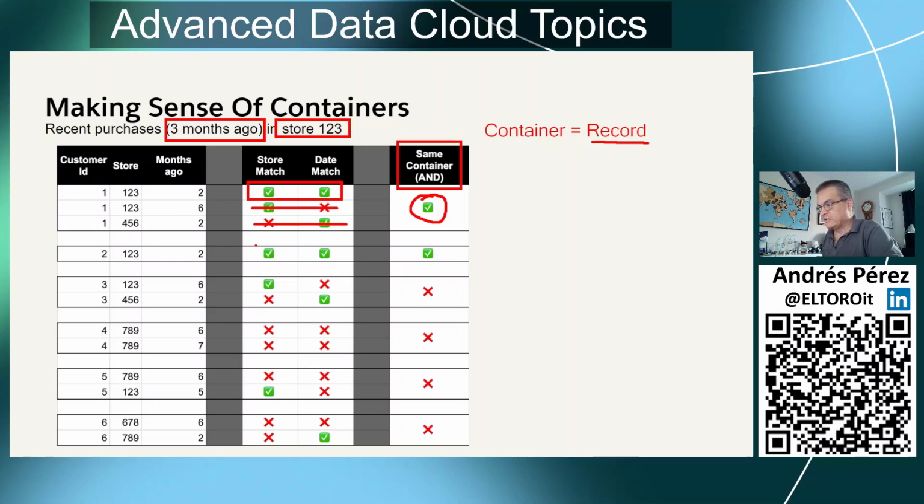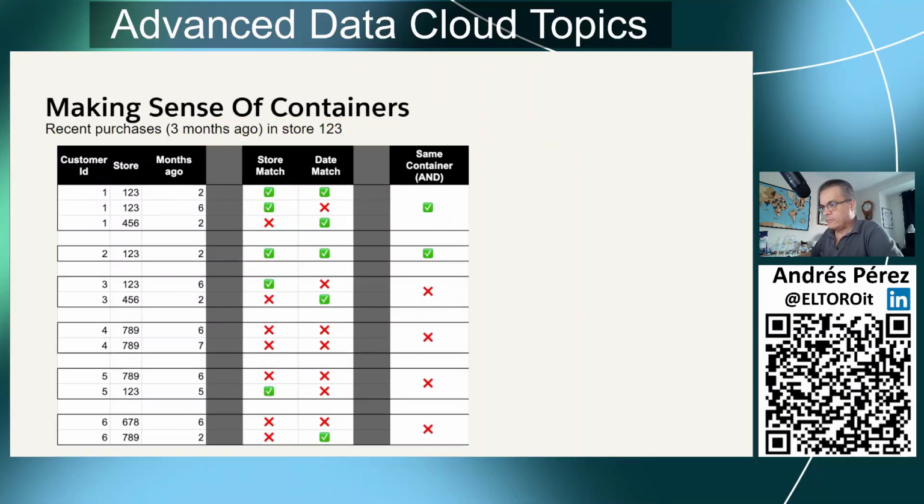Here we do the same thing. Both of them are true. So we find that. Notice that we don't find any more customers. So in the same container, we have 2 customers. All right, let's move on.